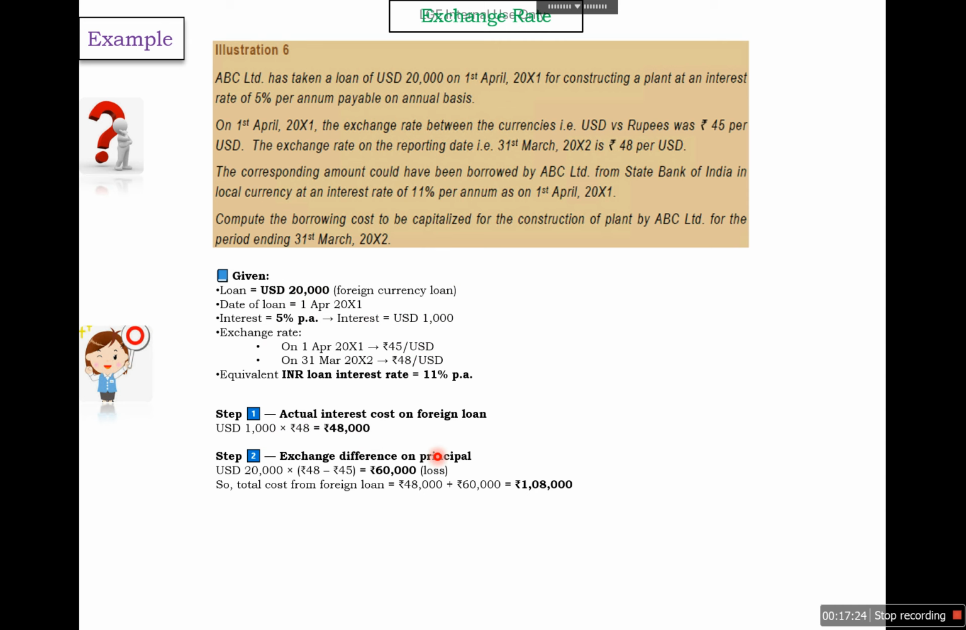Exchange difference on the principal. When we took the loan, the rate was 45, but at the end of the financial year, it is 48. So there is a 3 rupee increase in the dollar rate. So the borrowing has increased by 60,000 rupees, 20,000 into 3. So total cost from the foreign loan is 48,000 of interest plus 60,000 of translation loss. So the total cost is 1,08,000.